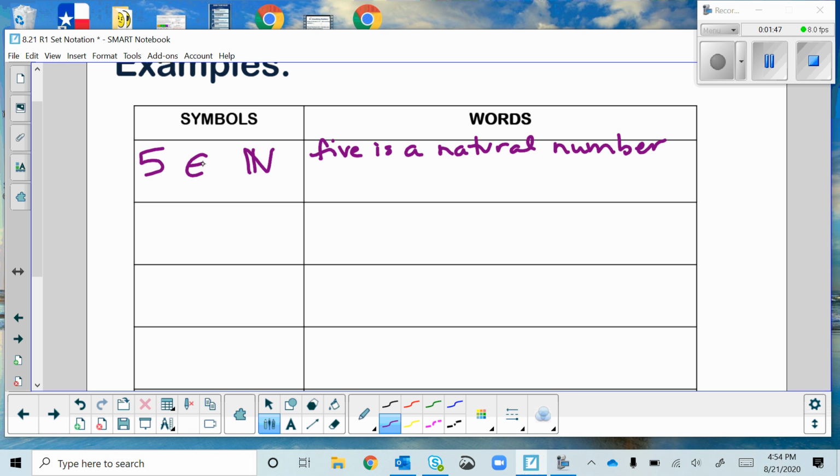And if you were to actually read that symbol out loud, it is read is an element of. So these symbols I put here really would be read like this. 5 is an element of natural numbers.